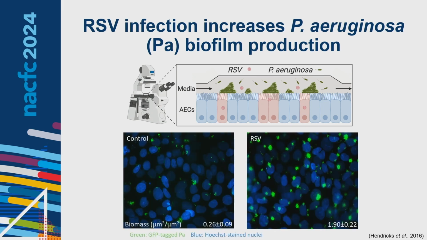And as you can see in these images here, where the nuclei is stained in blue and the green is GFP-tagged Pseudomonas, when we have a preceding RSV infection shown in the right image, you can see that there is an increase in Pseudomonas biomass over 6 hours of growth, and that's quantified in the bottom right corner, indicating that we do see in vitro what happens in the clinic.